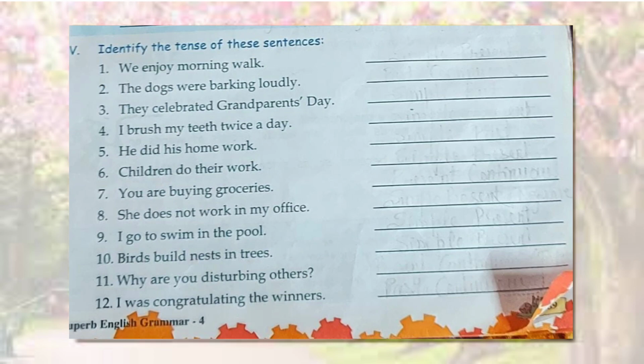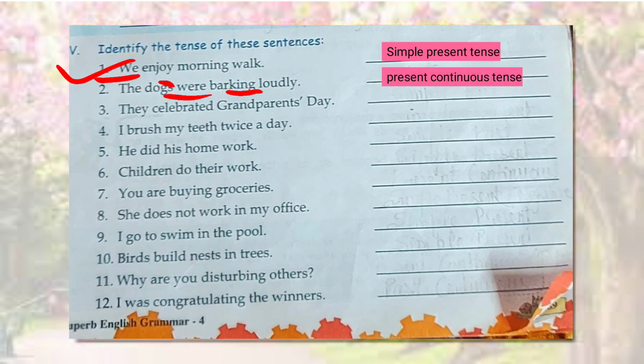All right. Identify the tense of these sentences. You have to identify which tense it is. We enjoy morning walk. So what will be the correct answer? You know that with we, enjoy is given, the first form of the verb had been given. So which tense is it, children? It is an example of simple present tense. The dogs were means past, were is an example of past, and the ing form is also given here. So it's an example of past continuous tense. Past, make it past. Unknowingly it had been written here present, you need to change it to past. Just write here past. All right.